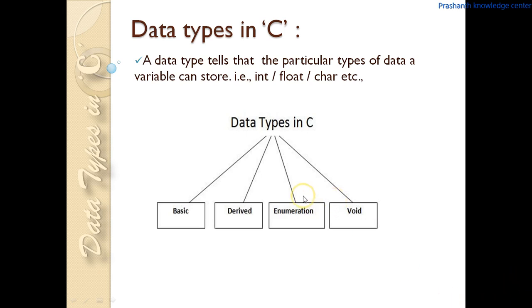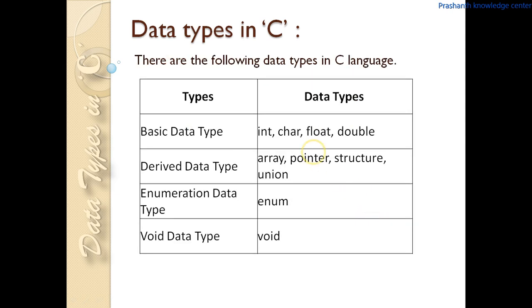Actually, in C there are four types of data types: basic, derived, enumeration and void. These are the four types of data types which are used in C. Let us go into detail on the basic data type. Basic data types are int, char, float, double. Derived data types are arrays, pointers, structures and union.